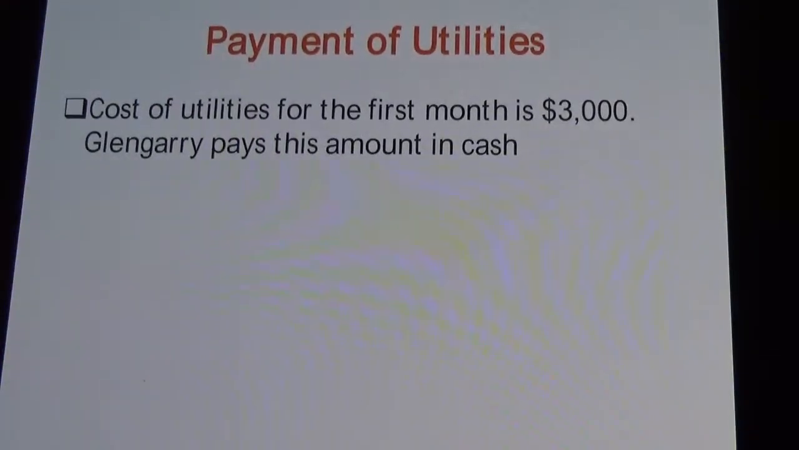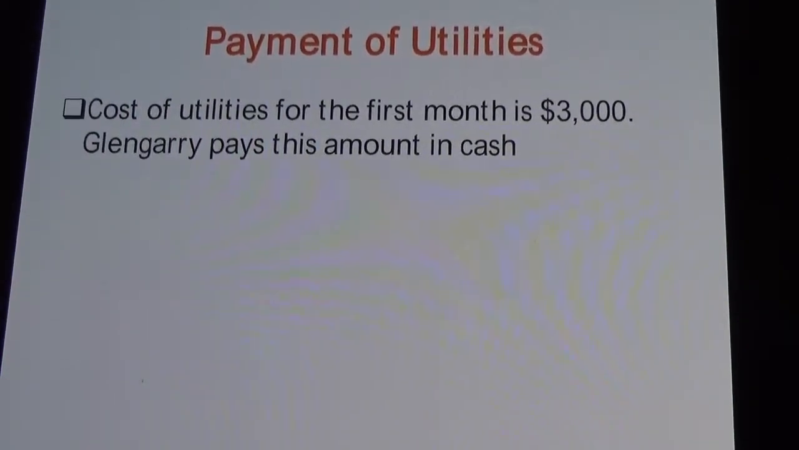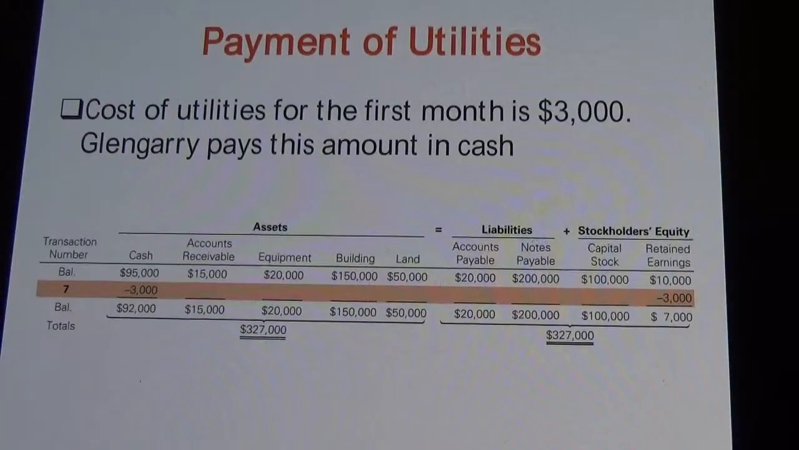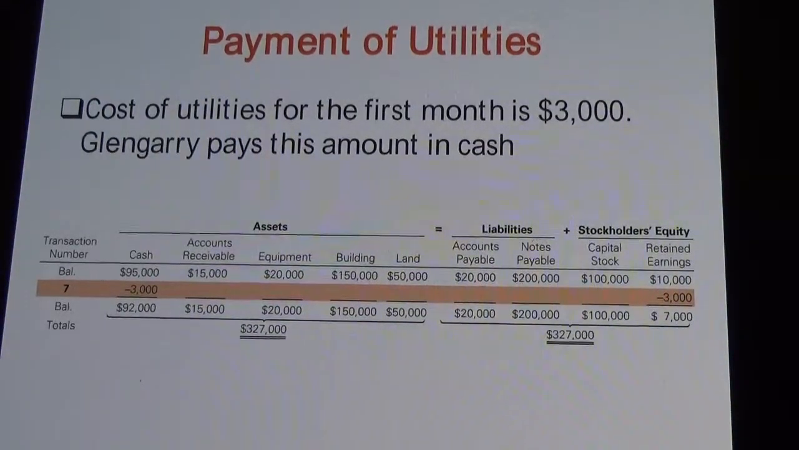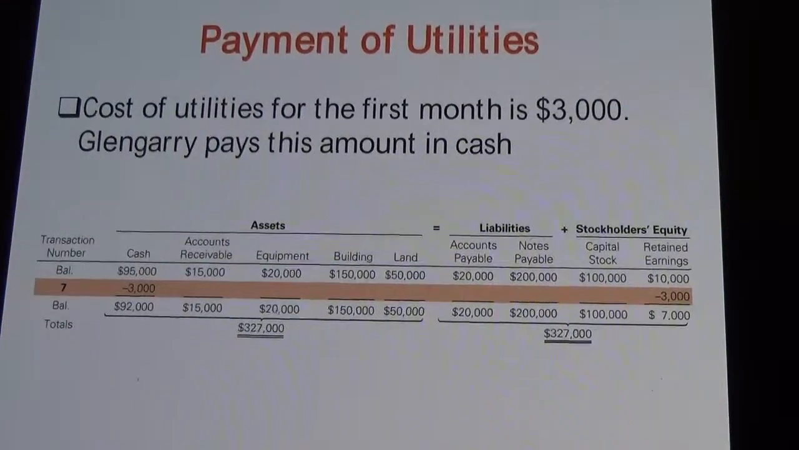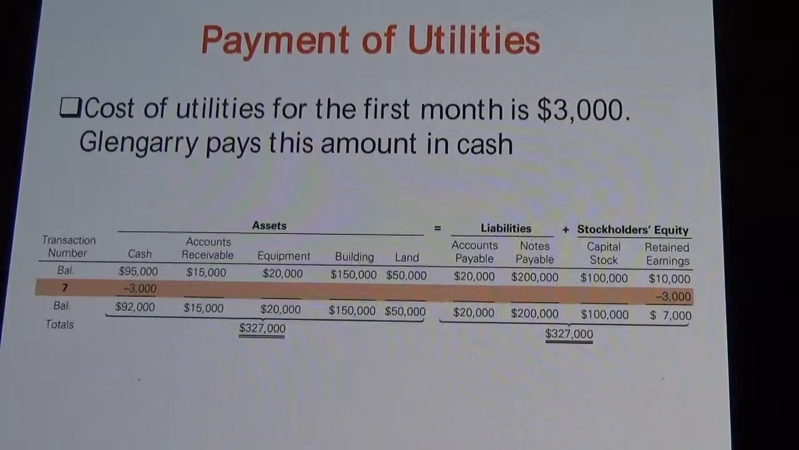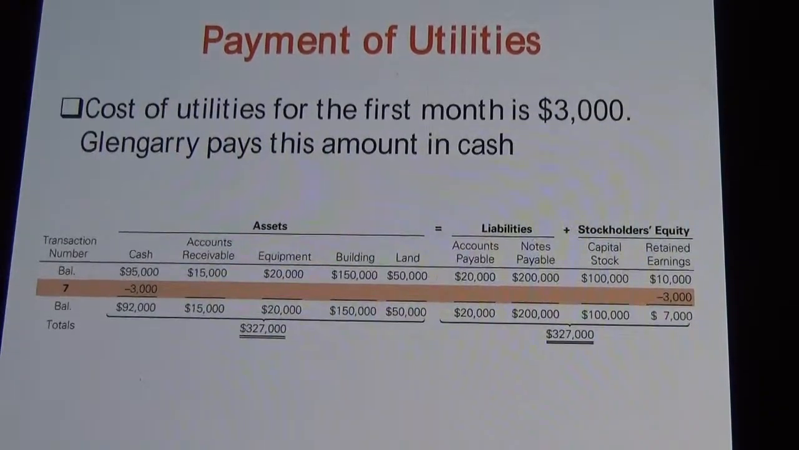Next, we pay utilities. Utilities are also an expense of the company, and so here again we're going to decrease our retained earnings on the right side of the equation to reflect the fact that the expenses decrease our net income, which decreases our retained earnings. And our cash is also decreasing by the amount that we paid, $3,000.